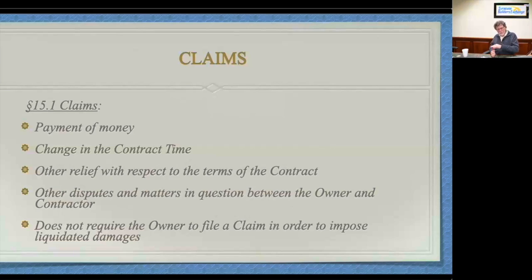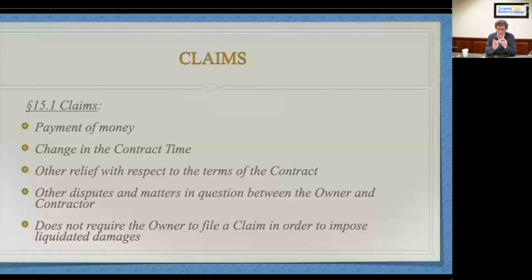But a claim, and this is not new to AIA, by the way, is defined to include many things, like the payment of money, like a change in contract time, okay? And then you look at these other three, and it sounds like just about everything. And then the last bullet point was, if you had liquidated damages, the owner doesn't have to give a claim to the contractor for assessing LDs, which seems unfair. But if you sign the document, you agree to this. There it is.